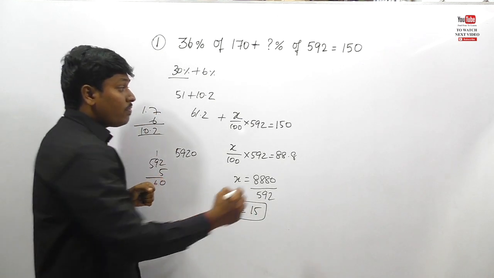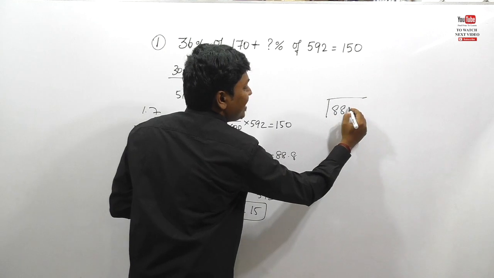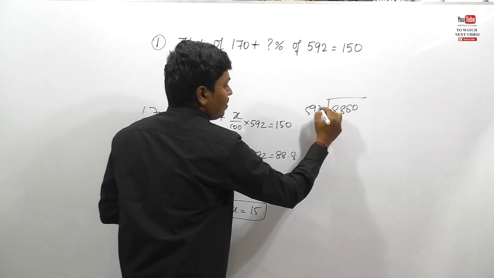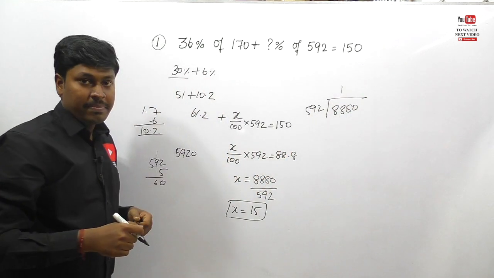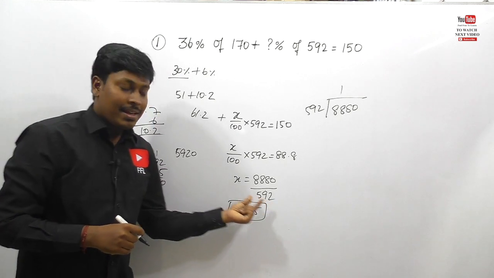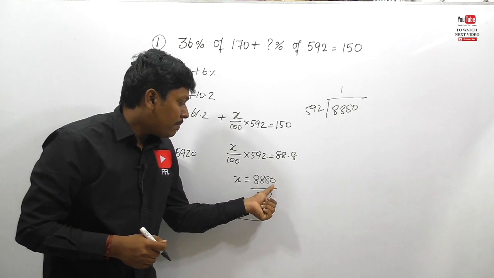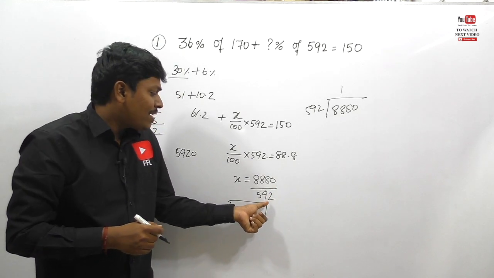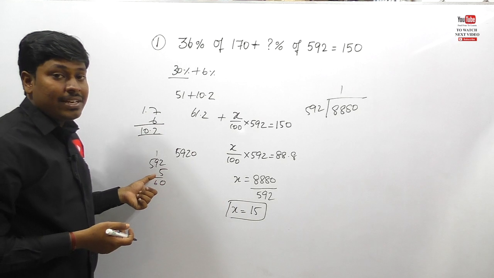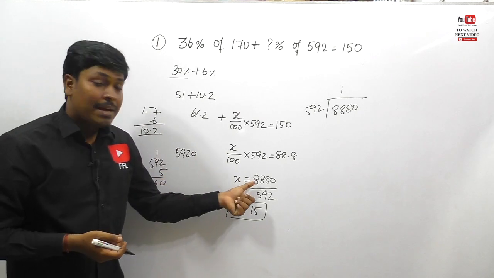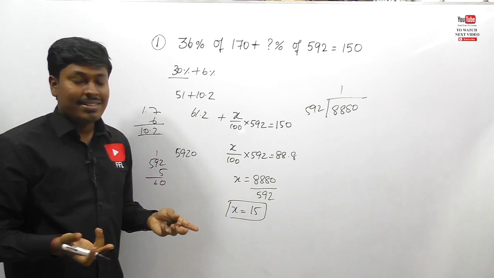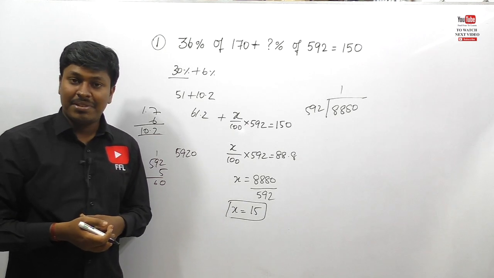Be faster. Don't go for this kind of method in your exam, friends. It is an entire waste of time. 592 into 10 will be 5920. Here the number ends in 2 and here it ends in 0. I need to check whether it is 5 times, and while checking, definitely it is 5 times. When we add both the numbers, I am getting 8880. So I can easily say that the answer x is equal to 15%.